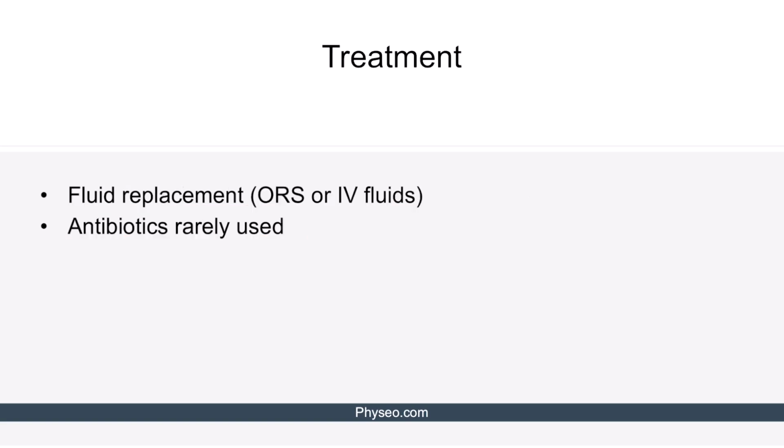Let's finish up our discussion about ETEC by discussing the treatment. Now, the mainstay of therapy for traveler's diarrhea is fluid replacement. If the patient can tolerate oral fluids, then we can administer oral rehydration solution, that is ORS. And that contains electrolytes and glucose to help facilitate sodium and chloride absorption. On the other hand, if the patient cannot tolerate oral fluids, or if he or she is severely dehydrated, then we can give IV fluids to help replete volume. Now, antibiotics are rarely used because, as we mentioned on one of the previous slides, traveler's diarrhea is a self-limiting condition, usually resolving within about 5 days.